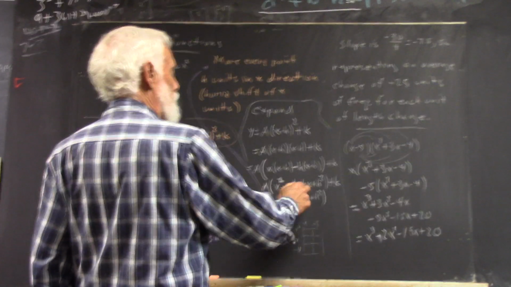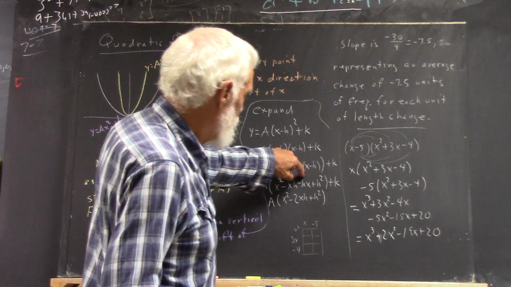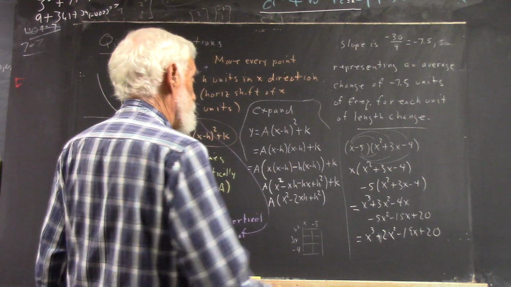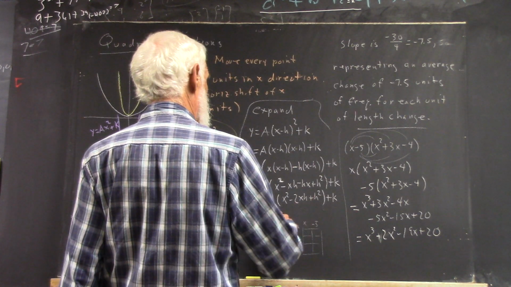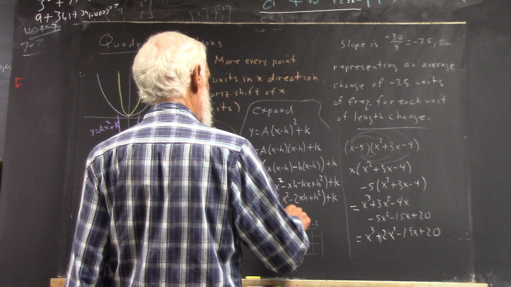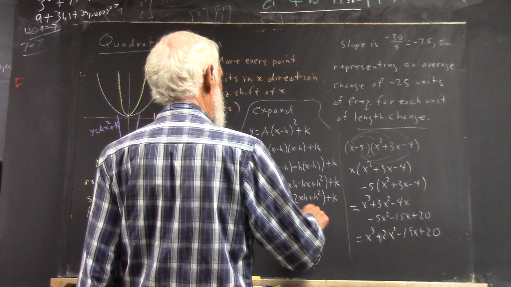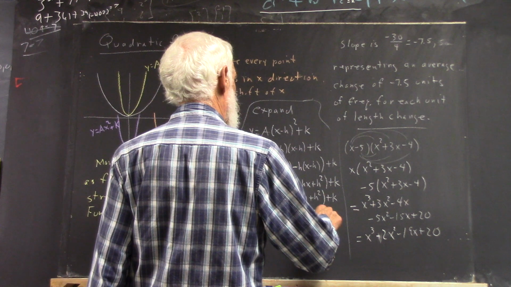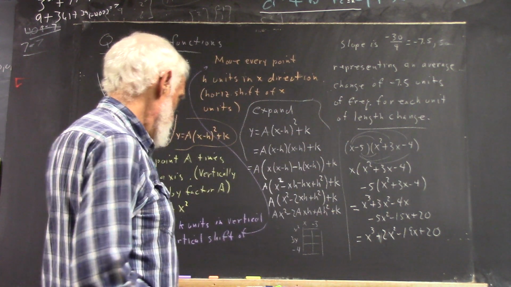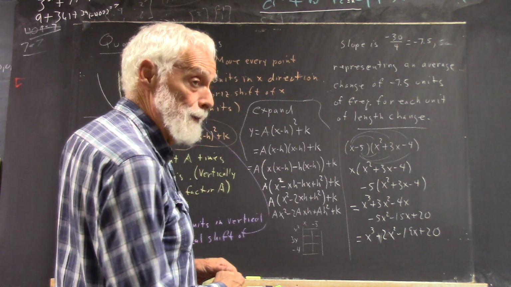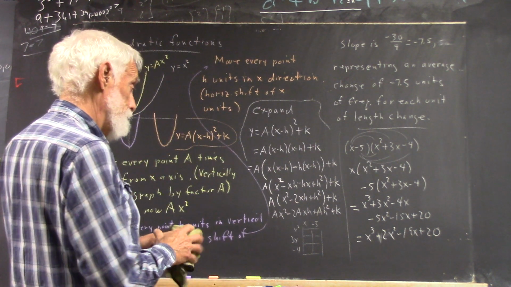Okay, XH and HX are the same thing. They're both negatives. You got -2 of them. And you got your plus K. Then you can distribute. You get A x squared minus 2A x h plus A h squared plus K. Looks like you got that. Even skipping steps, and that's pretty good.